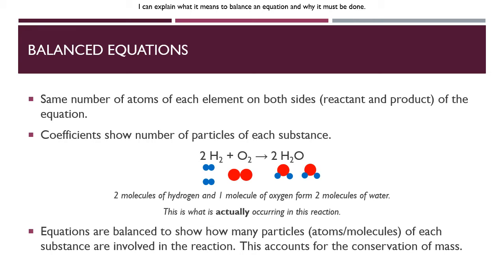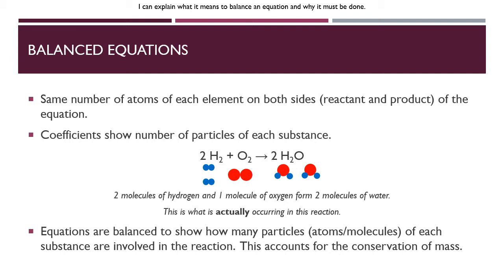So equations are balanced to show how many particles, meaning atoms and molecules, of each substance are involved in the reaction. This is what accounts for the whole law of conservation of mass. We said that tells us that atoms can't be created nor destroyed, that whatever atoms we start with, we also have to end with. And so this is why we balance equations.